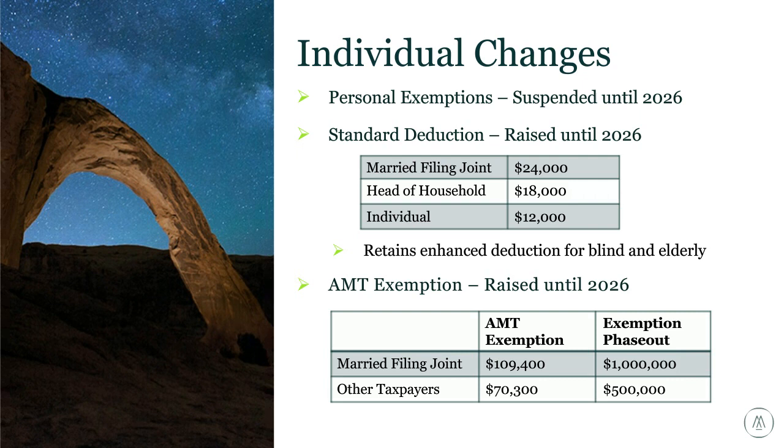The AMT exemption is increased along with the associated phase-outs such that fewer taxpayers should be in AMT. The amount you can subtract from your AMT income rises to a little over $109,000 for married filing jointly and a little over $70,000 for single filers. The income level above which the exemption gets reduced has increased to $1 million for married filing joint filers and $500,000 for single filers.